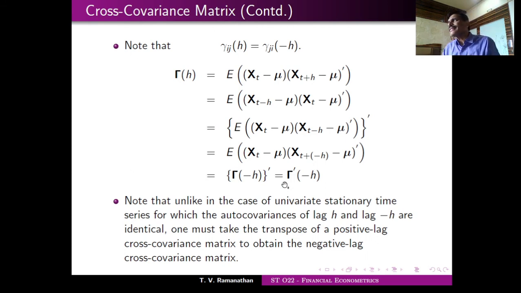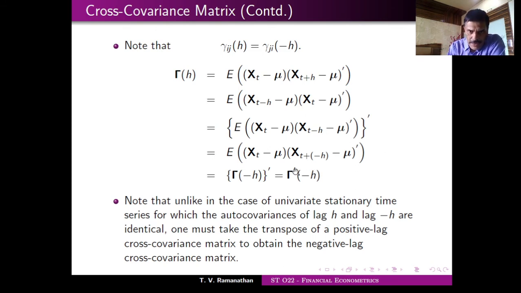So the main difference here is that, unlike in the case of univariate stationary time series, for which autocovariances of lag h and lag minus h are identical, here they are not identical. Because gamma(h) is not equal to gamma(minus h), whereas gamma(h) is equal to gamma(minus h) prime. Let me repeat that I missed this bracket and a prime here when I wrote it, so I have to correct that.